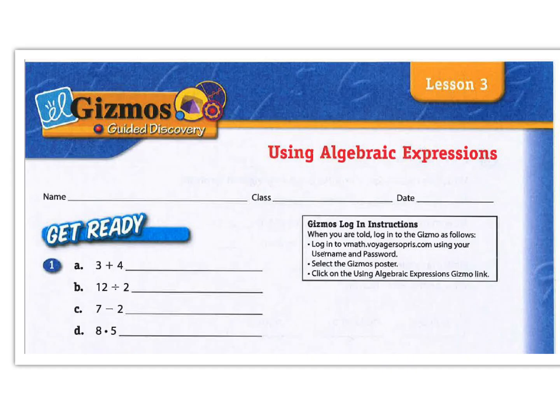All right, using algebraic expressions, you're going to do a Gizmos lesson today. So here are just some quick ones. 3 plus 4, our operation is addition. 3 plus 4 is 7. Then you have our operation is division. 12 divided by 2 is 6. Operation subtraction, 7 minus 2 is 5. And then operation is multiplication. 8 times 5 is 40.